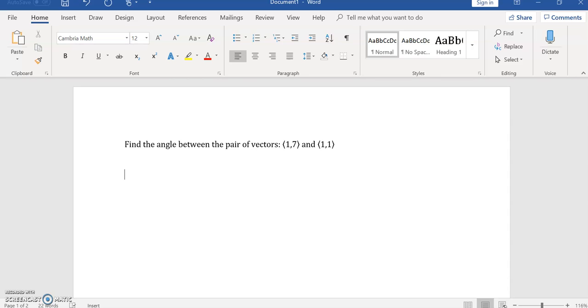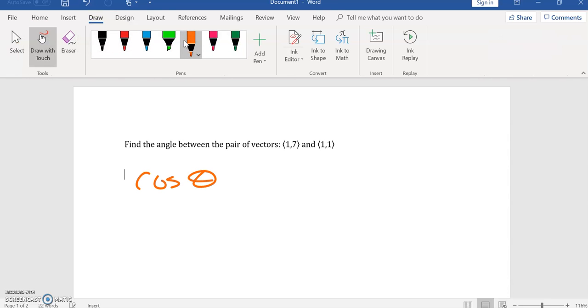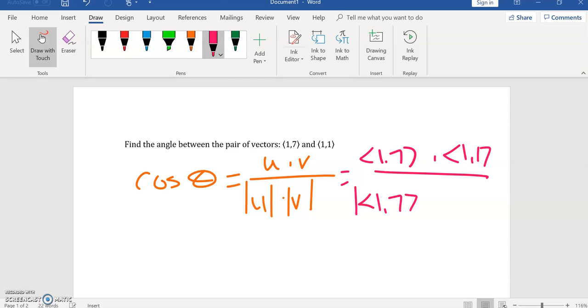Okay, we're asked to find the angle between a pair of vectors, and we have a formula for that. It is cosine theta equals u times v, where these are vectors, over the magnitude of u times the magnitude of v. So what does this mean? In the top, this times this, and then down here, the magnitude of each of these.